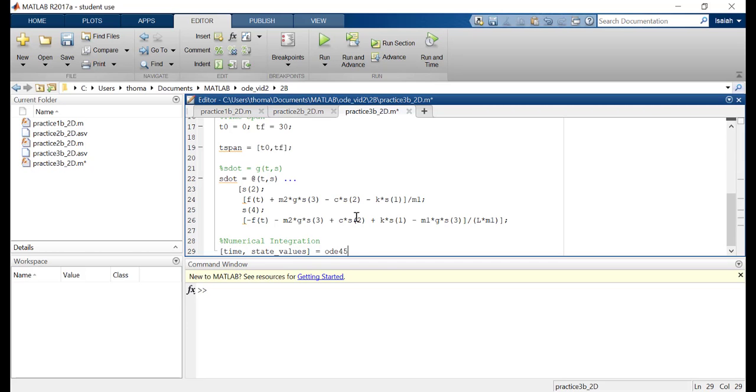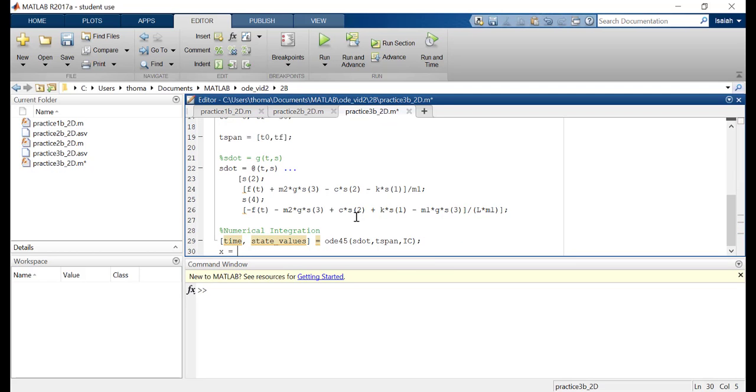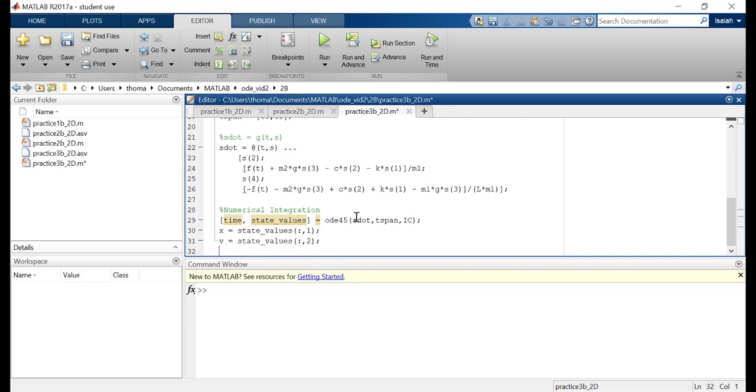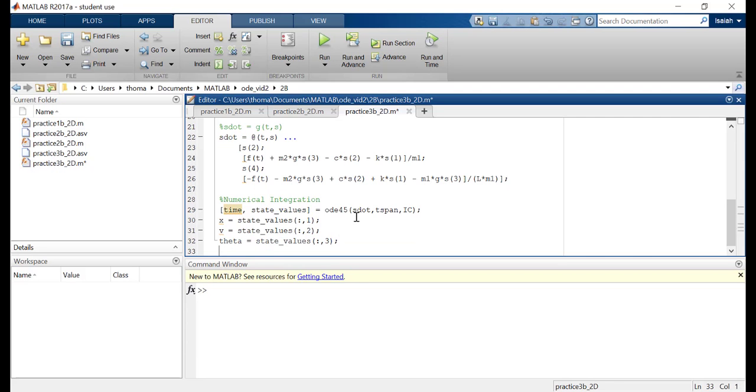ODE45. So ODE45, S dot is my ODE fun. I have tspan, I have the initial conditions, and then I'm going to extract the values. So the x positions are in state values, column 1. Those are my velocity values. Here are my theta values. And then my omega values.